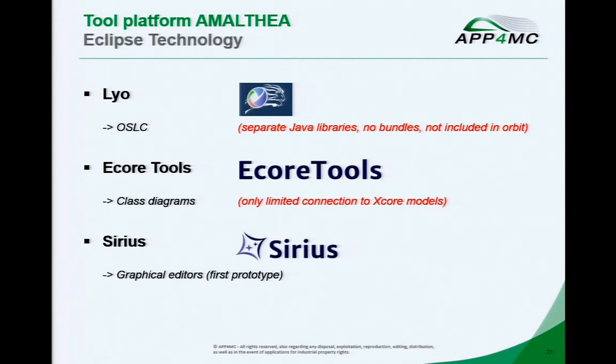We use the Xcore tools, the new ones based on Sirius, for the class diagrams and documentation. And to be honest, the connection between Xcore and the editor is not the best at the moment. So you always have to generate or transform this to Xcore models, and you have to fix the links between the different Xcore models after that. Then it's possible. Before that, it was a little bit complicated. And we started with Sirius in general to do some graphical editors.